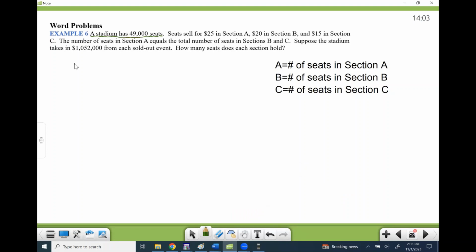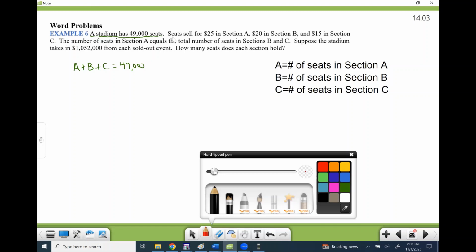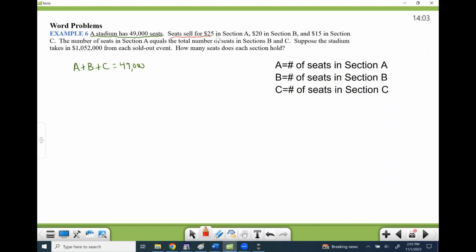So what that means is the number of seats in section A plus the number of seats in section B plus the number of seats in section C has to add up to 49,000. If we go to the next one, seats sell for $25 in A, 20 in B, and 15 in C. Okay. I like to call this the money equation because you want to toss all of the money into one equation.